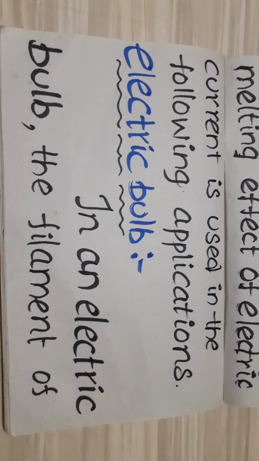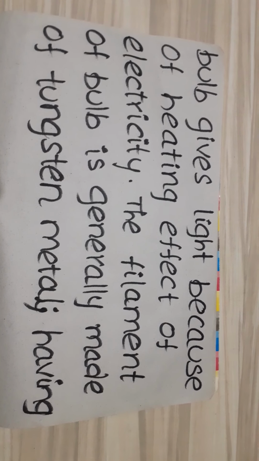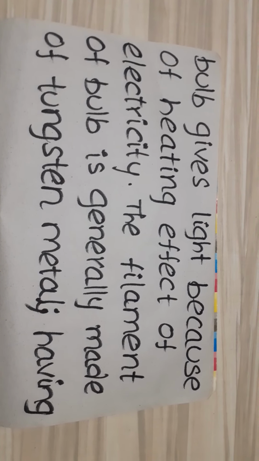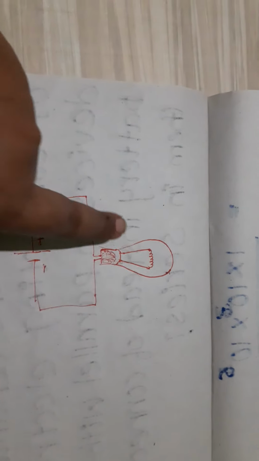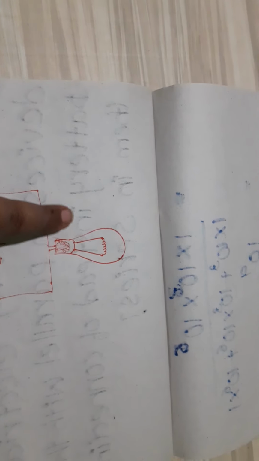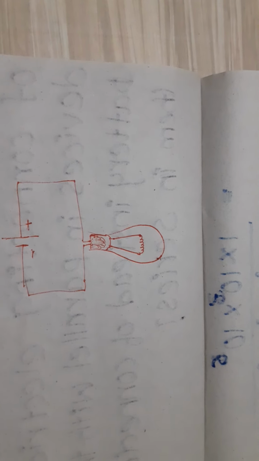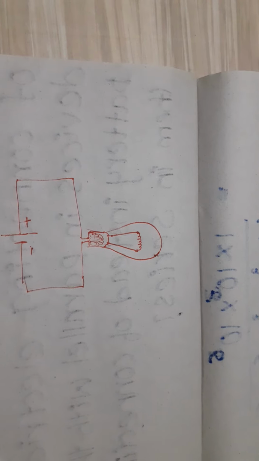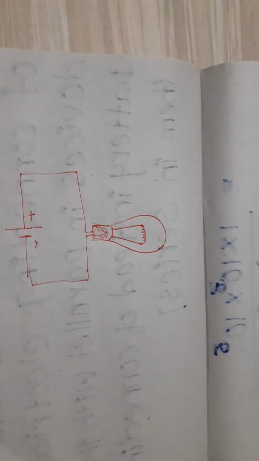So the first one is the electric bulb. In an electric bulb, the filament gives light because of the heating effect of electricity. This is the electric bulb, and this is called the filament. The filament is made up of tungsten, a metal. The specialty of tungsten is that it has high resistance power and a high melting point.